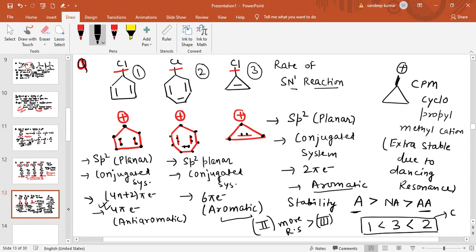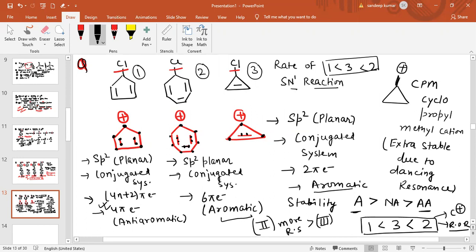Also, the stability of the carbocation and the rate of reaction go together. This is also the same. So the SN1 rate of reaction is fastest for the second, slowest for the first, and the third is in between. So this is the order of the rate of reaction. You can easily compare.